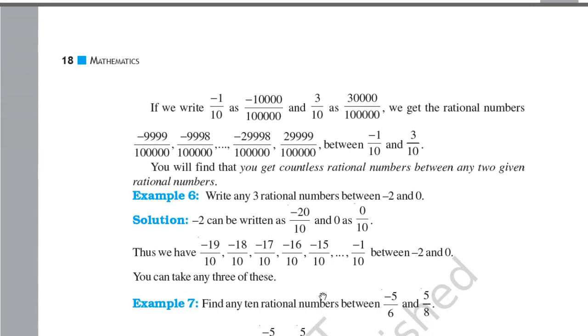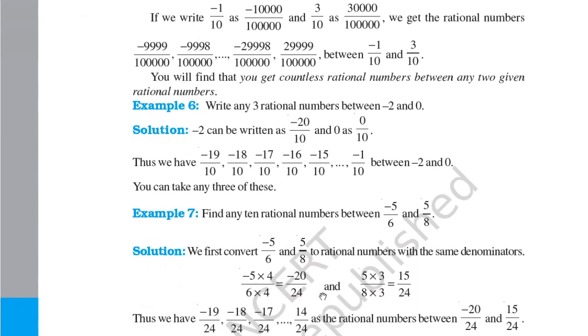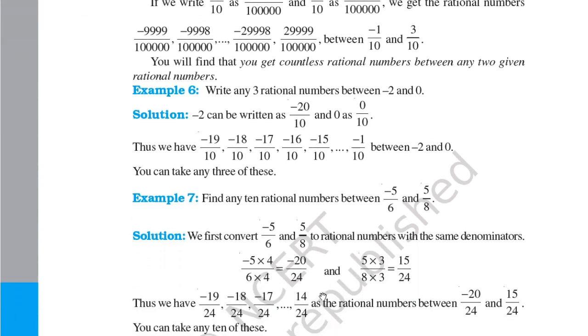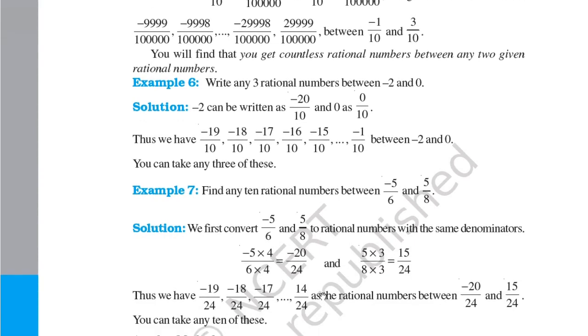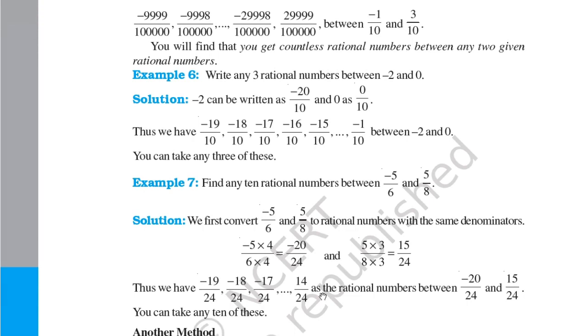So here is example number 6: find any three rational numbers between minus 2 and 0. Minus 2 can be written as minus 20 by 10 and 0 can be written as 0 by 10. Similarly, you get minus 19 by 10, minus 18 by 10 and so on till minus 1 by 10. Between minus 2 and 0, you can take any three of these rational numbers.